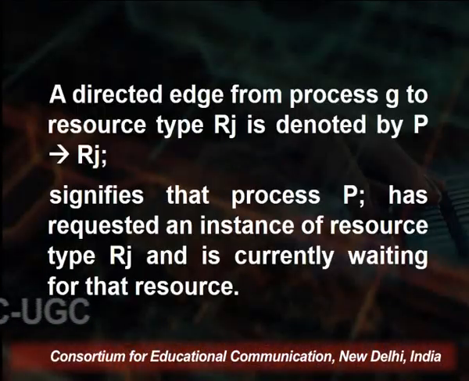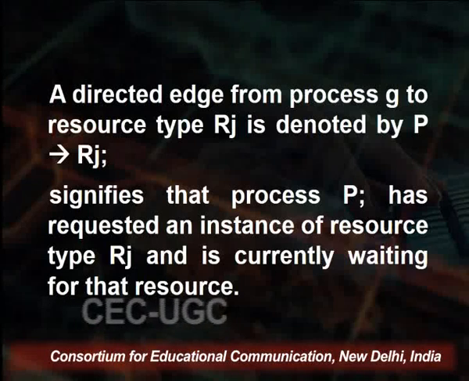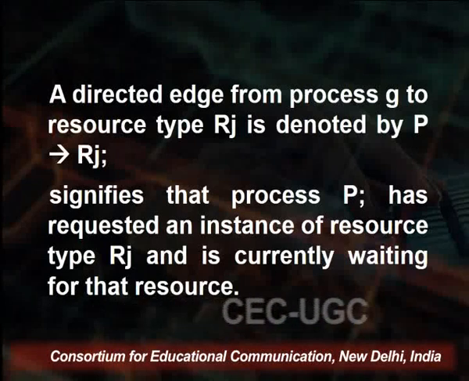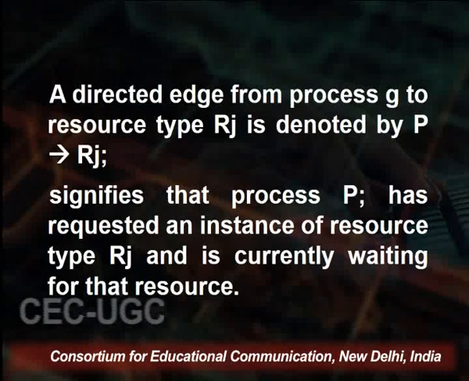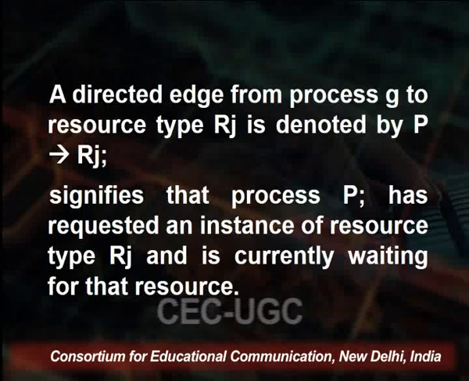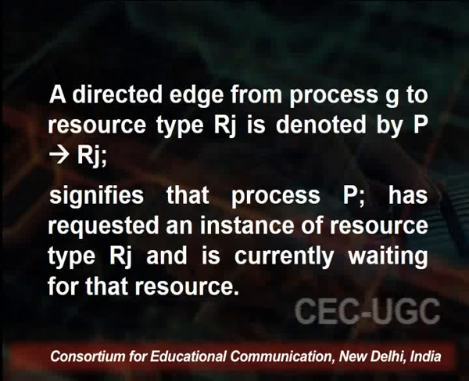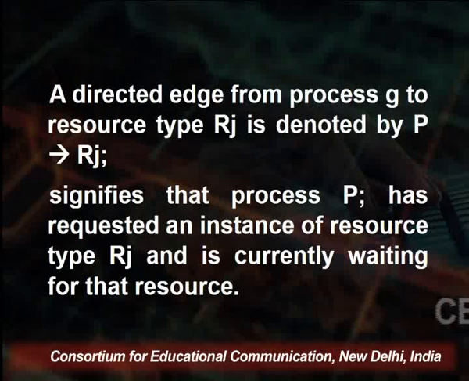Now, as I have told you, there are two types of vertices: one vertex of type process, another vertex of type resource. So when we say that there is a directed edge from process to resource, that means the process has requested it and is currently waiting for that resource.